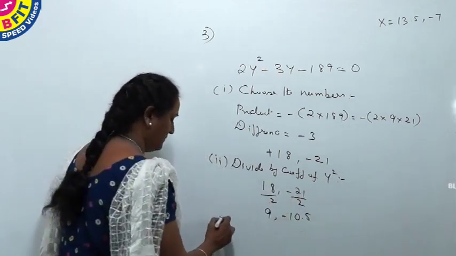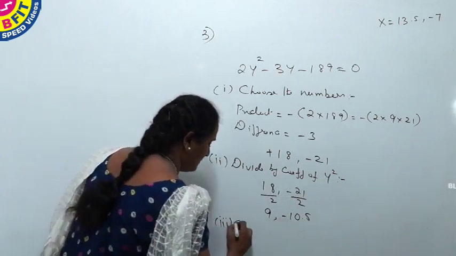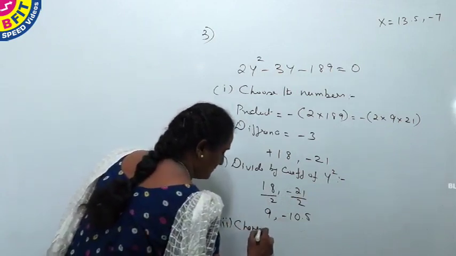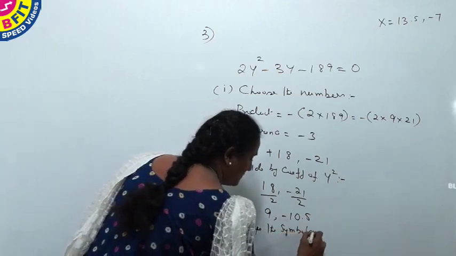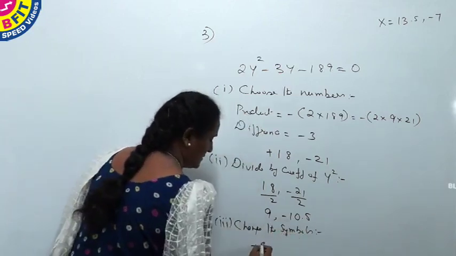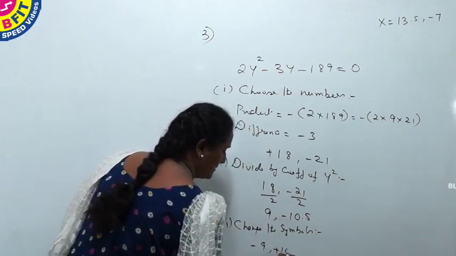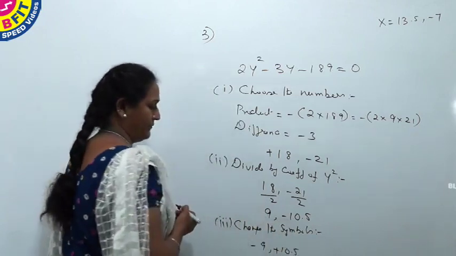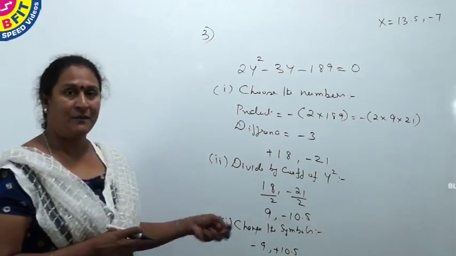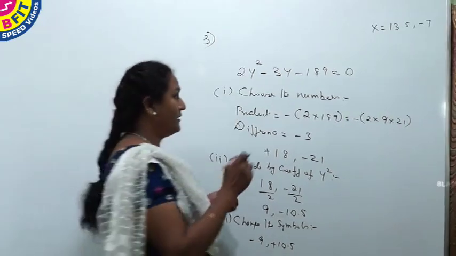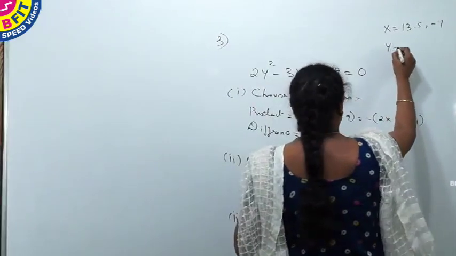The third step. So it is minus 9 and plus 10.5. So values of y we get as minus 9 and plus 10.5. So we'll write values of y here.